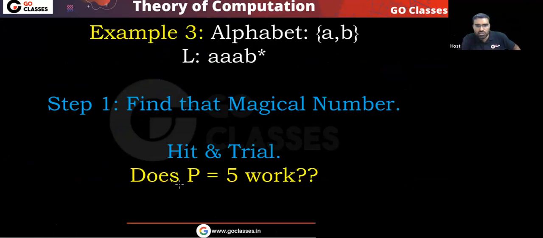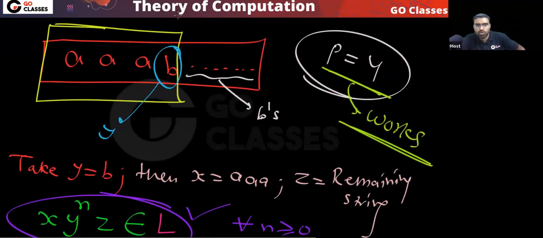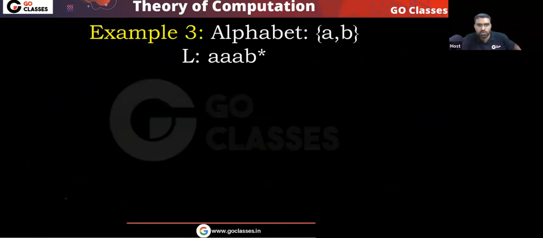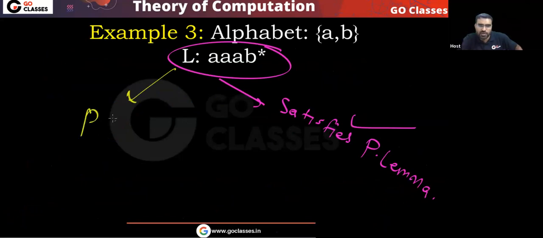If p equal to 4 is working, then p equal to 5 will also work. Yes or no? So that's it. For this language, we have proved the pumping lemma. So this satisfies the pumping lemma. This we have shown, and you can notice which magical numbers will work.